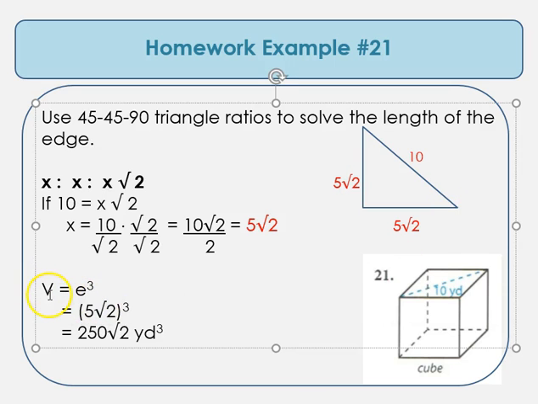So now we can put our answer into our volume formula, and 5 square root of 2 times 5 square root of 2 would be 25 times 2, which is 50, and that 50 times 5 would be 250, and we'd have another square root of 2 left over. So it's 250 square root of 2 yards to the third power, or cubed.